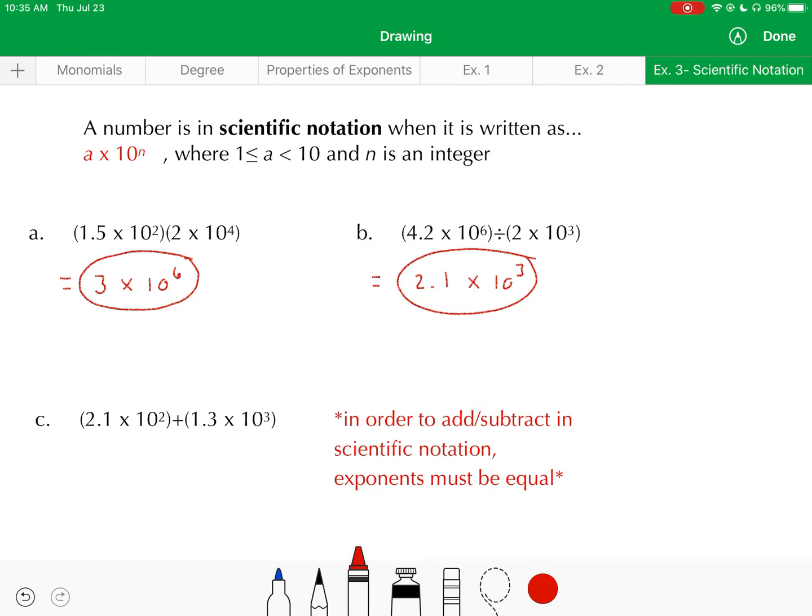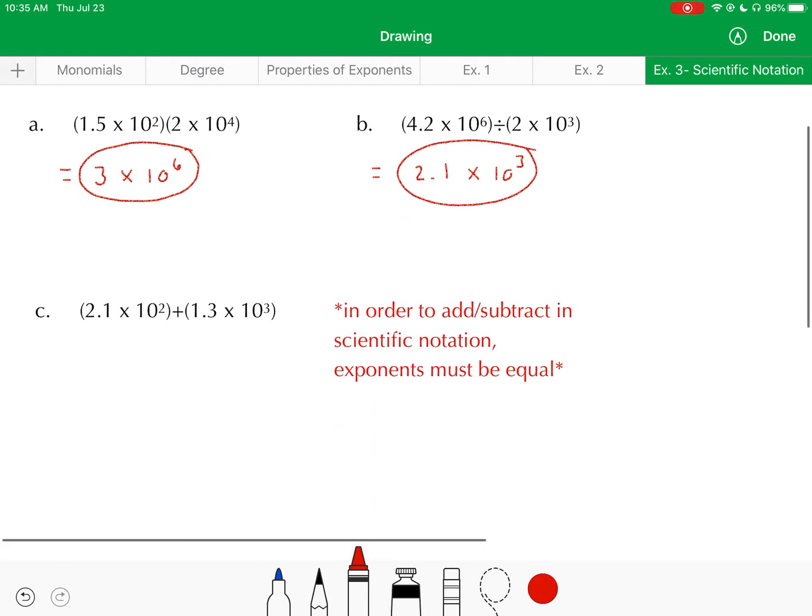Okay, all right, now notice the final example here, we are adding our numbers together. All right, in order to add or to subtract in scientific notation, your exponents on the power of 10, they have to be equal to each other. Okay, so right now in this example, I have 10 to the second power and 10 to the third power. So that means these numbers aren't to the same place value right now. So I need to change that. All right, so I'm going to leave the first number the same.